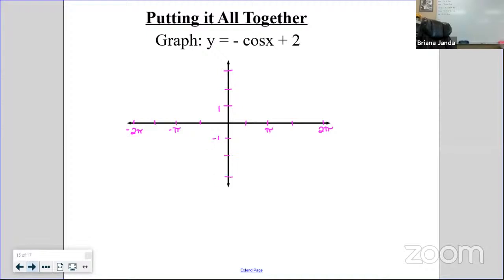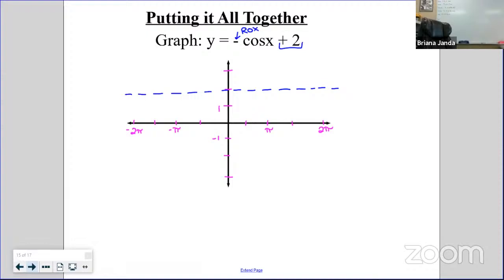Next thing I'm going to do is graph my midline. My midline should be moved up 2, and now everything is centered at that midline. Everything is relative to that as far as my amplitude, etc. Then this is the one that we tend to have a little bit more trouble with, our starting point. When I have a negative cosine of x, that's a reflection over the x-axis, and what does that mean about my starting point? Should be below my midline, right?